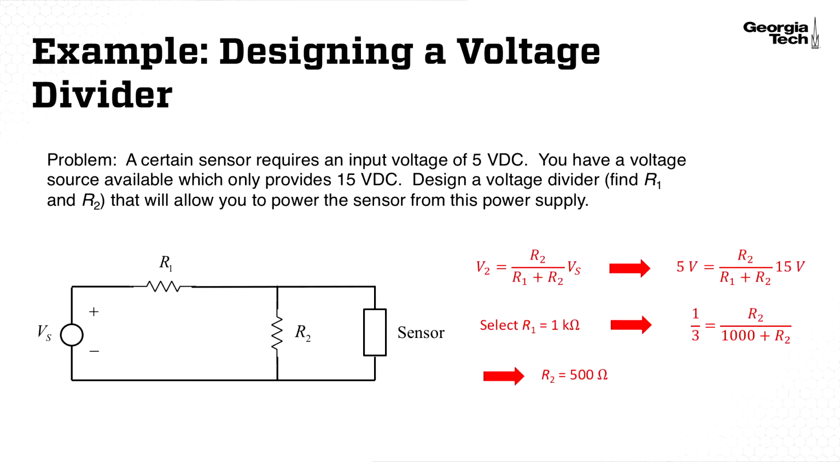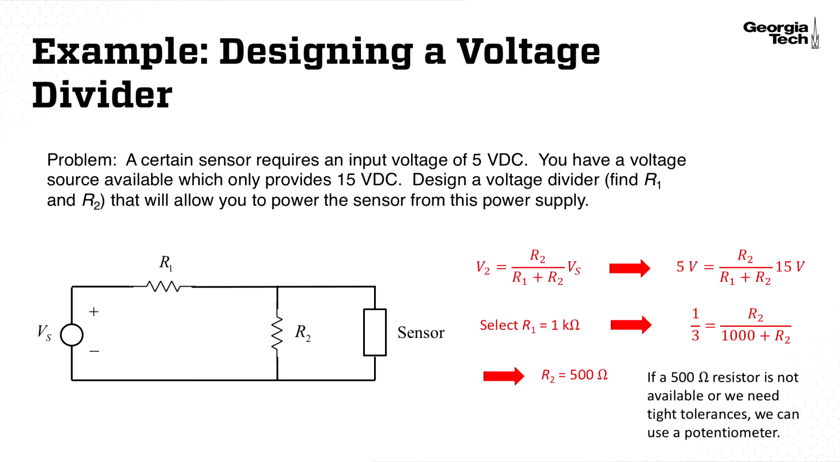We have one equation and two unknowns. We can pick both R1 and R2. So let's pick R1, somewhat arbitrarily, as 1 kiloohm. And remember that we want to use something in the kiloohms range here to avoid dissipating too much power through that resistor. So now, since we've picked that value for R1, we only have R2 to select. So 1/3 is equal to R2 over 1,000 plus R2, and now R2 is equal to 500 ohms.